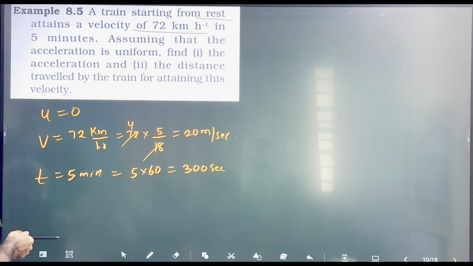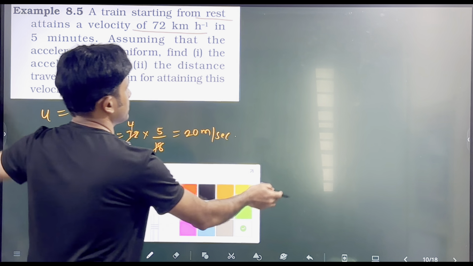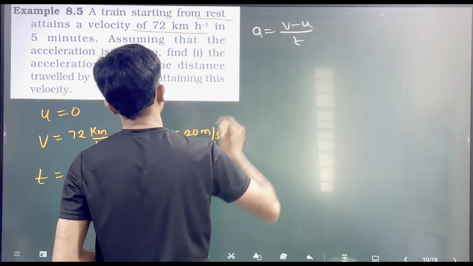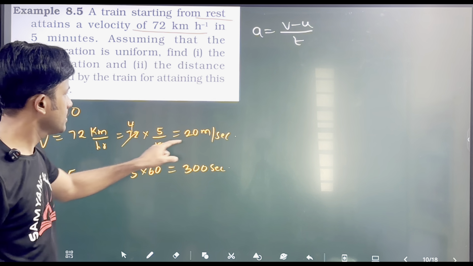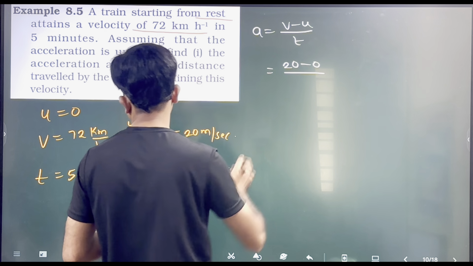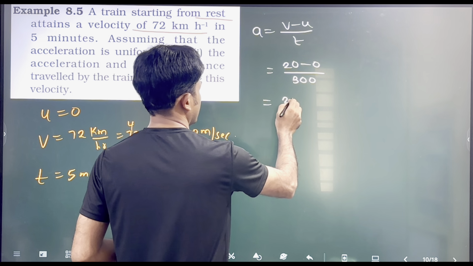Okay, now you see distance. First you find the acceleration. How do you find the acceleration? I'm doing it here. Acceleration equals change in velocity, v minus u by t. Okay, v is 20, u is 0. So 20 minus 0 by time value 300. How much is it? 20 by 300.